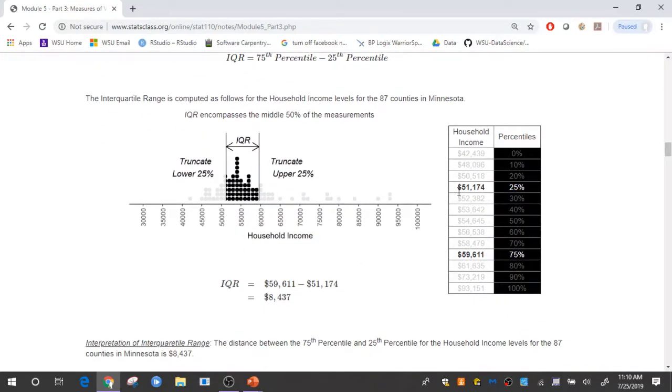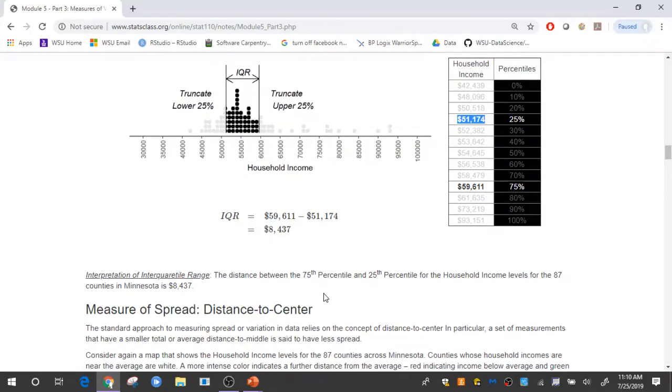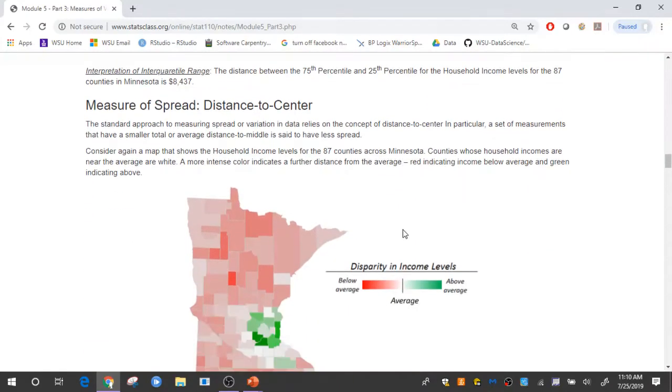Here's the calculations for the interquartile range for our data. We can just see that we're using the 75th percentile, and then we subtract from that the 25th percentile. Okay, so what do statisticians do if we don't use the range and the interquartile range is not a widely used measure? What we do to measure variation or spread is consider the distance to the center.